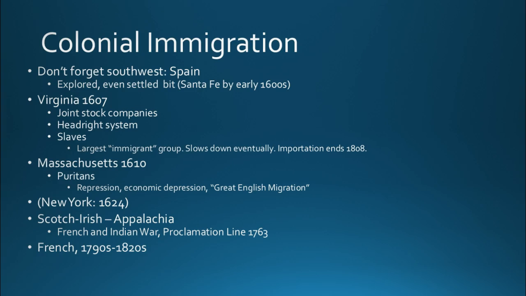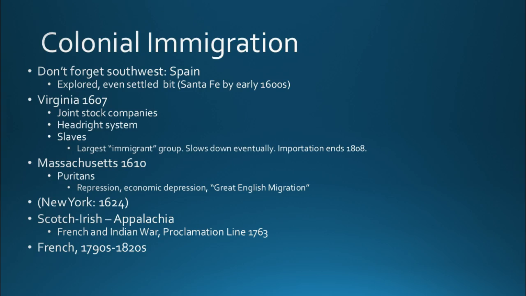Okay. Colonial period, colonial immigration, if you like. Perhaps better, migration, because we are talking about colonies that were within one country's empire, so it wouldn't technically be immigration from one country to another. First of all, don't forget the Southwest. We tend to get so focused on the English colonies on the eastern seaboard, we forget that Spain, which had colonized Mexico and Central America, actually came up into what's now the American Southwest.